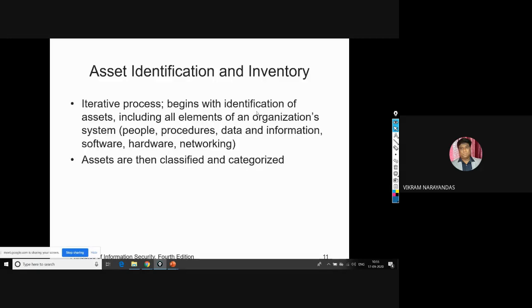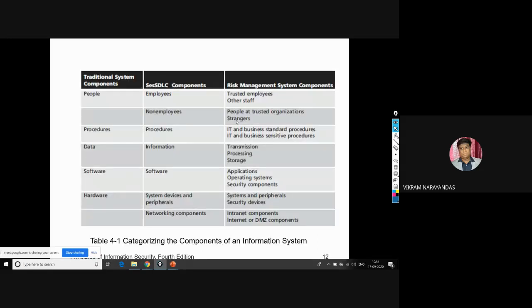Asset identification inventory is nothing but what we have already discussed till now. Employees, already discussed. People: employees, non-employees, people of a trusted organization, strangers. Procedures: IT business standard procedures or IT business sensitive procedures. Data and information: transmission, processing, storage. Software: applications, operating system, security components. Hardware: system devices and peripherals, and internet components, intranet components, and internet at the DMZ, demilitarized zone components. We'll discuss the DMZ in the last one, fourth unit. We'll cover all these things.